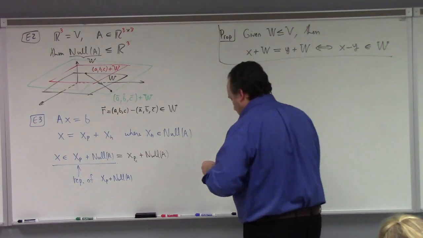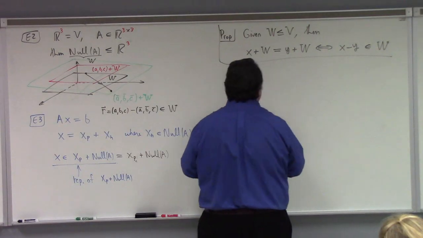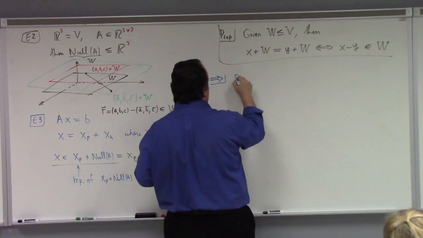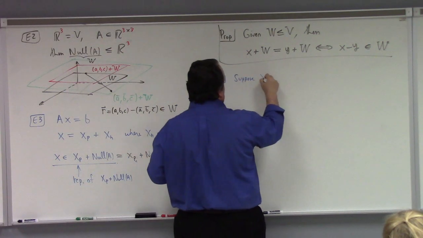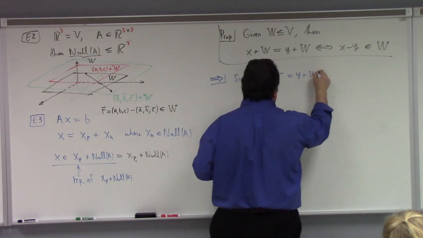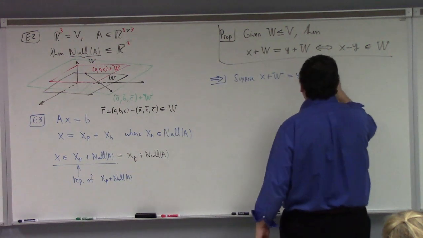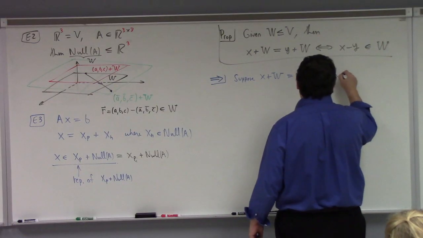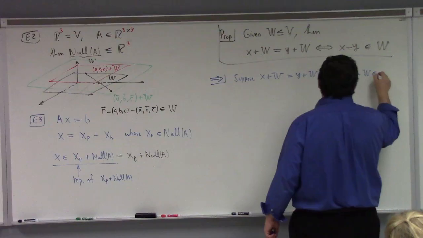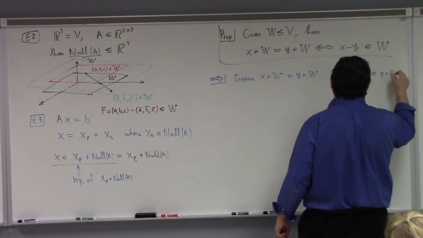So is this an if and only if? Which way do you guys want to start with? Let's start with the forward implication. Suppose that x plus W is equal to y plus W, right? All right, then x plus W is an element of y plus W, right?